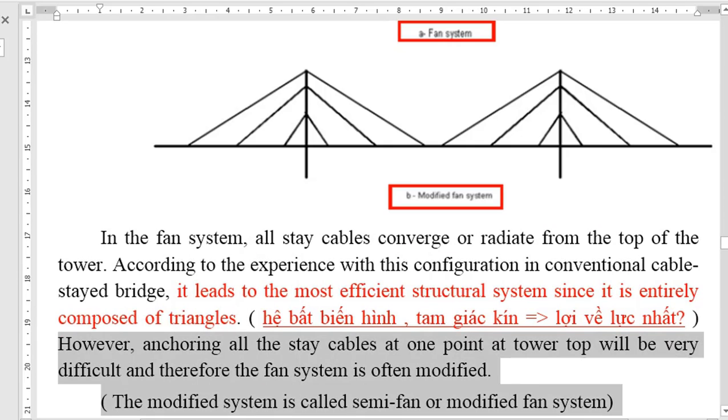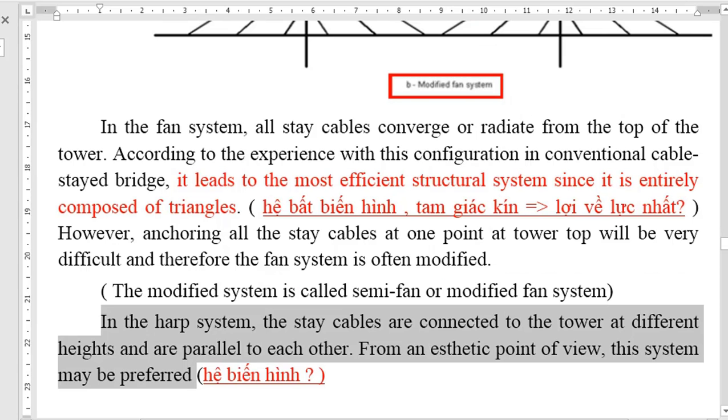However, anchoring all the stay cables at one point at the tower top will be very difficult, and therefore the fan system is often modified. The modified system is called the semi-fan or modified fan system. In the harp system, the stay cables are connected to the tower at different heights and are parallel to each other. From an aesthetic point of view, this system may be preferred.